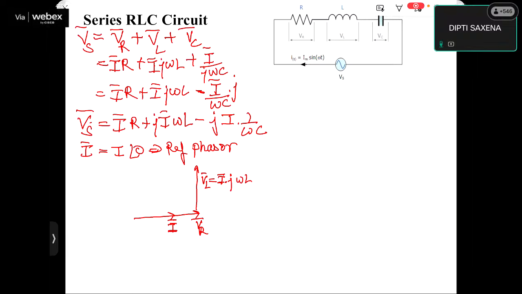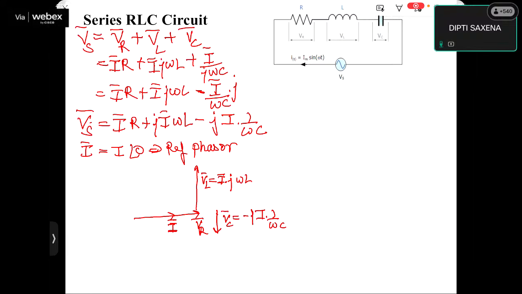Now, what will be the direction of VC? It is minus j. So, I is in the horizontal direction, so minus j direction will be clockwise 90 degrees. This will be the direction of VC. VC is equal to minus jI into 1 upon omega C, right?